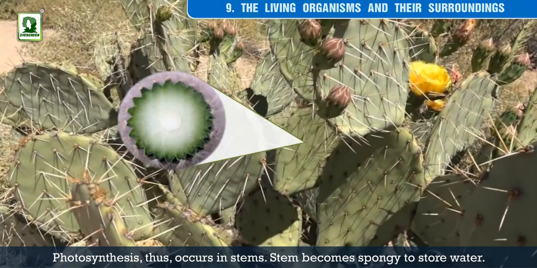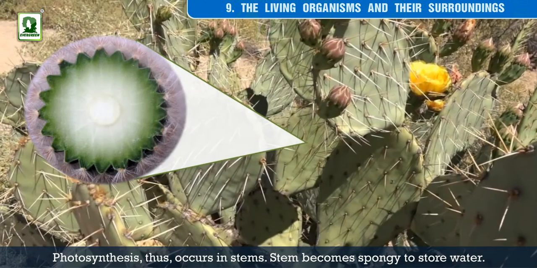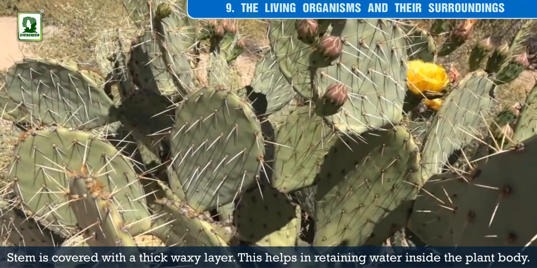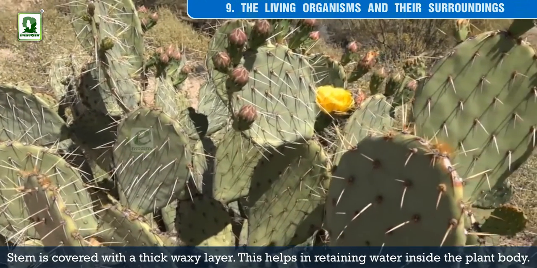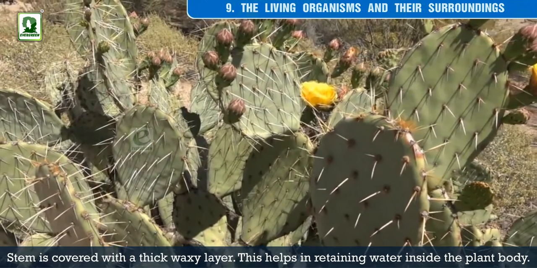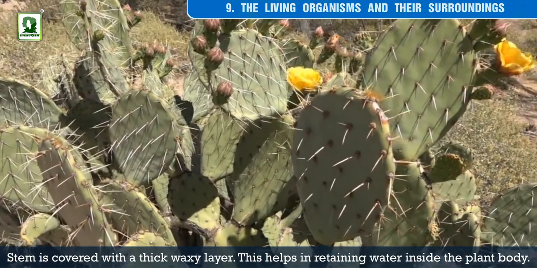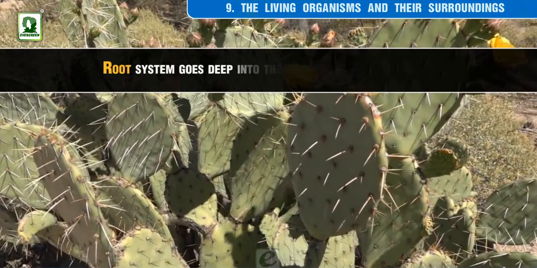The stem becomes spongy to store water. The stem is covered with a thick waxy layer. This helps in retaining water inside the plant body. The root system goes deep into the soil for absorbing water.